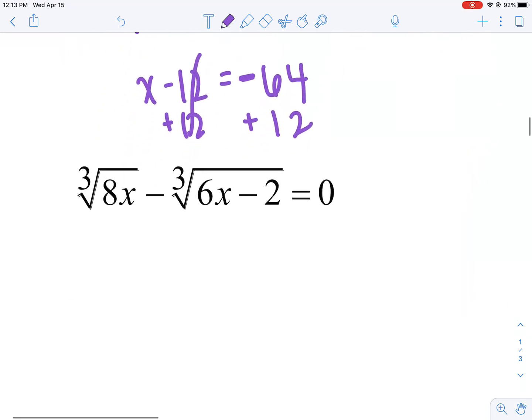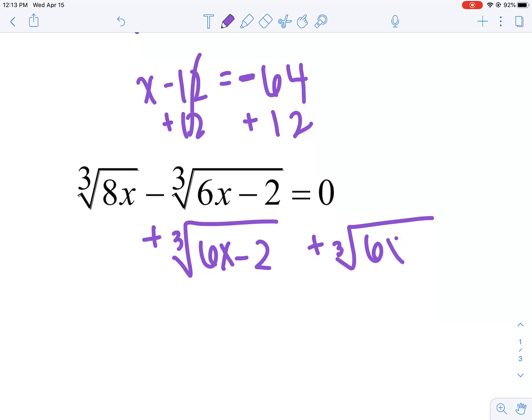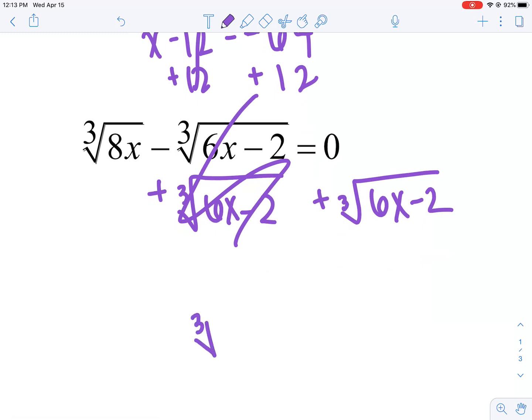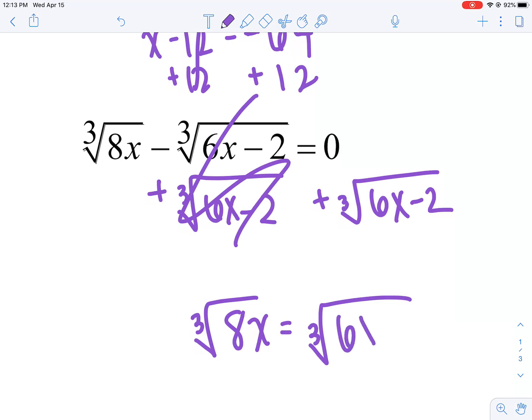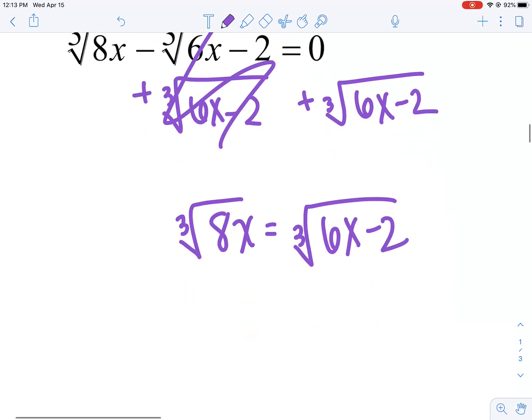On this next one, you have 2 radicals, but that doesn't matter. I'm going to put one on the left side and one on the right side. So I'm going to add this one over to the right side. The reason I'm choosing to do the adding is just so that I can have a positive one on each side. So that's going to cancel out now. And now I'm going to have the cubic root of 8x equals the cubic root of 6x minus 2. Now I'm going to cube both sides. And that radical is just going to completely go away, and I'm going to be left with this part on the inside, which is called the radicand.